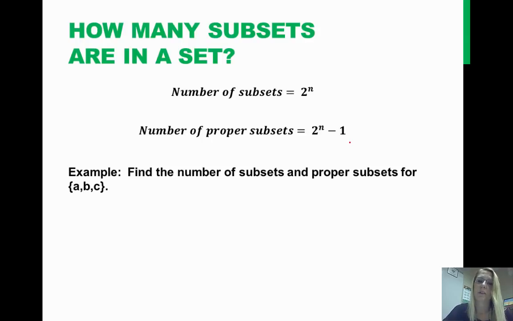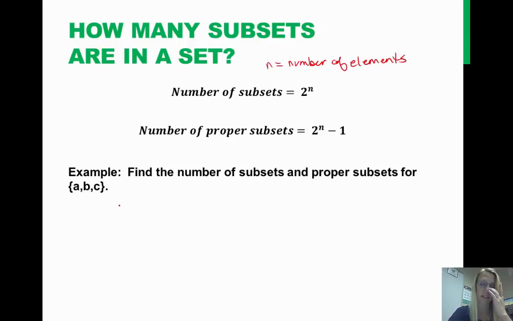So if we wanted to determine the number of subsets there are in a set, we would take the number of elements, which is what n is, and use this formula. So for instance, if we had 2 elements in the set, we'd say 2 to the second, which is 4. So there would be 4 subsets in it. If we wanted to find the proper subsets of it, we would say 2 to the second, which is 4, minus 1 is 3, because we can't count the set itself as a proper subset.